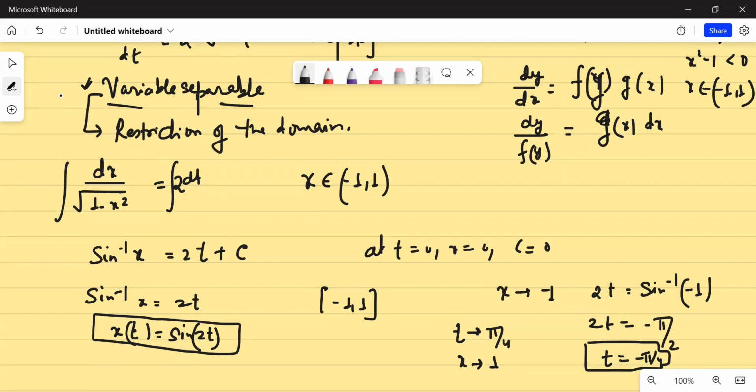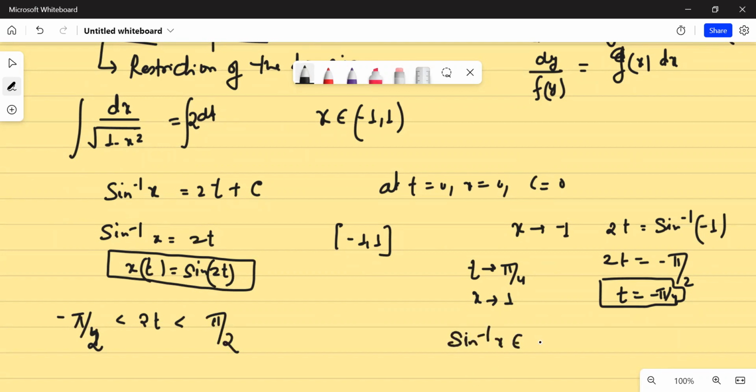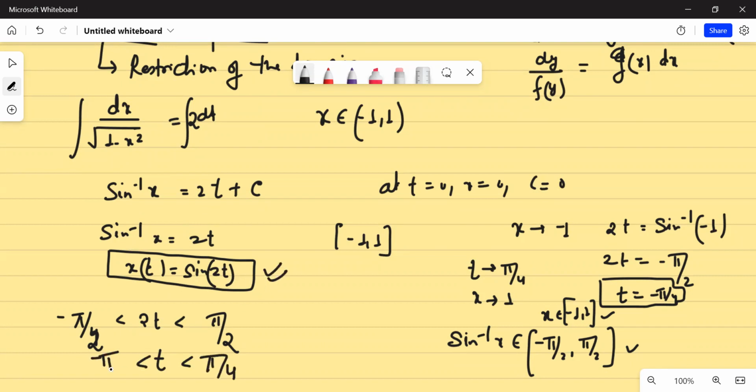So overall, understand this particular solution is only valid if your 2t lies between minus pi by 2 and pi by 2. This comes from where? If you remember your standard 12th, you've seen that if your x lies between minus 1 and 1, your sine inverse x must lie between minus pi by 2 to plus pi by 2. This is your principal range. This was your principal domain. So it implies that sine inverse x is equal to 2t implies 2t lies between minus pi by 2 to plus pi by 2. That implies this solution, which I have written over here, is only valid if my t lies between minus pi by 4 and plus pi by 4. Is that clear or not clear?